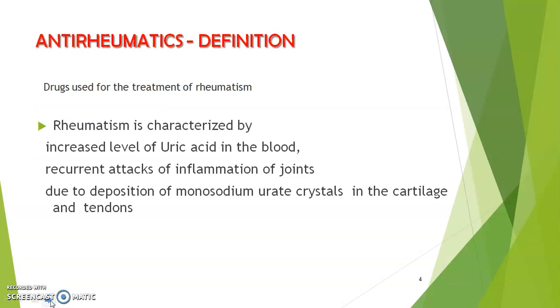So, antirheumatics. The drugs which are used in treatment of rheumatism are known as antirheumatics. Now, what is rheumatism? Rheumatism is characterized by increased level of uric acid in blood, recurrent attacks of inflammation of joints due to deposition of monosodium urate crystals in cartilage and tendons.